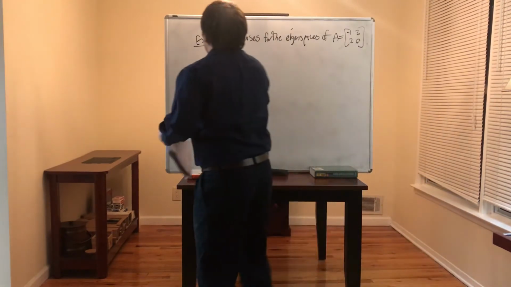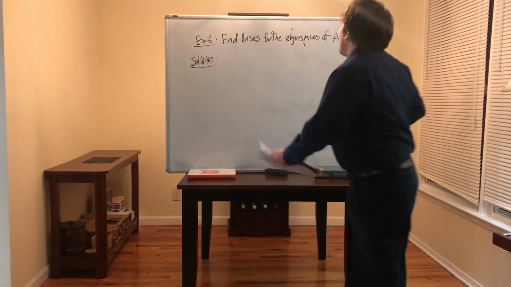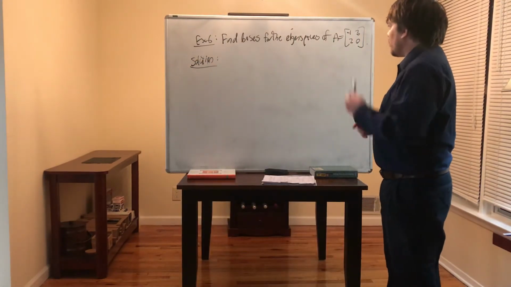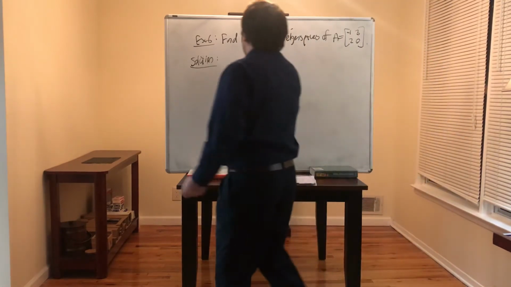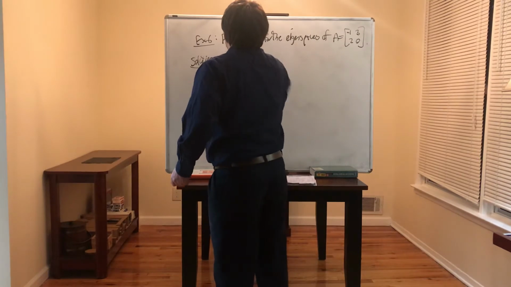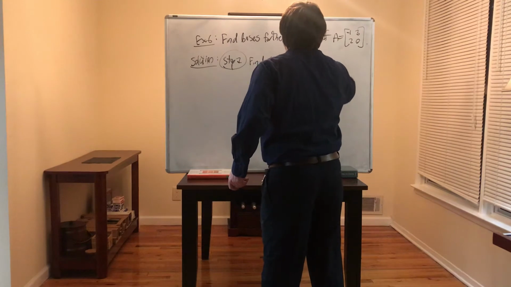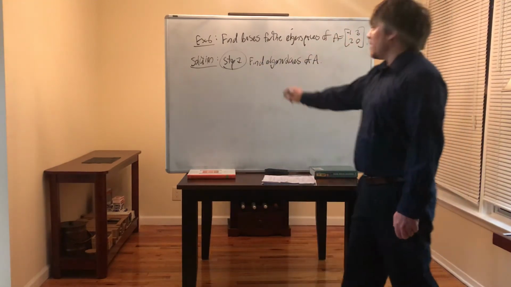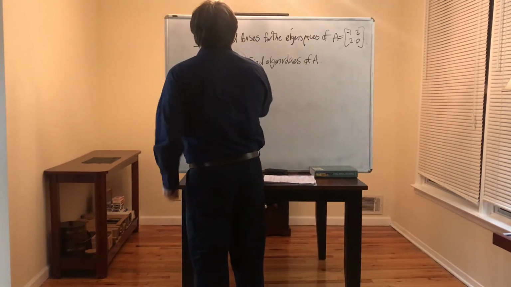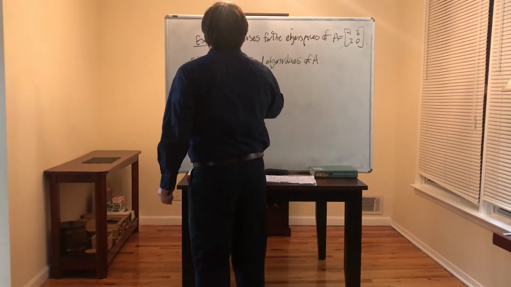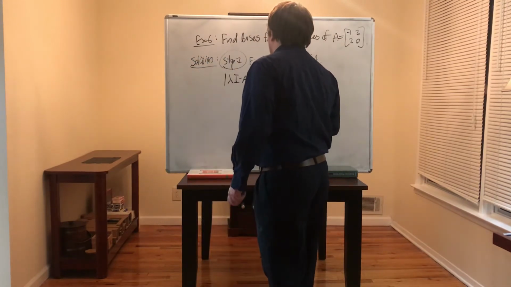Okay, and so the solution. I want to find bases for the eigenspaces of that matrix. And so first I need to find the eigenvalues of that matrix, right? So step 1, find the eigenvalues of A. And so the eigenvalues of A are the values of lambda such that the determinant of lambda I minus A is equal to 0.